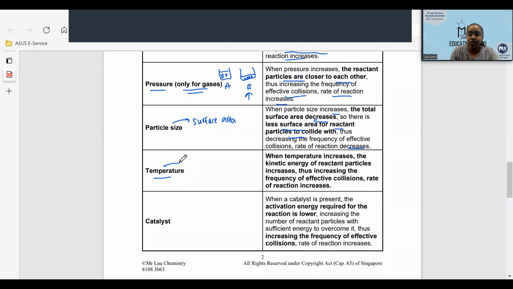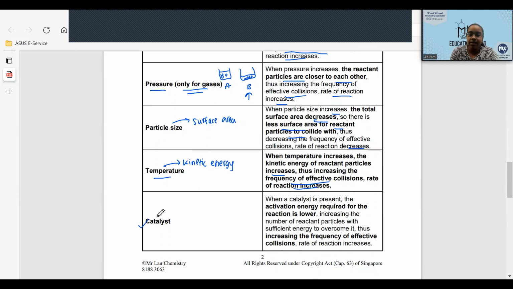Temperature. When you see temperature, link it to kinetic energy. When temperature increases, the kinetic energy of the reactant particles also increases. This increases the frequency of effective collisions, and therefore the rate of reaction also increases.